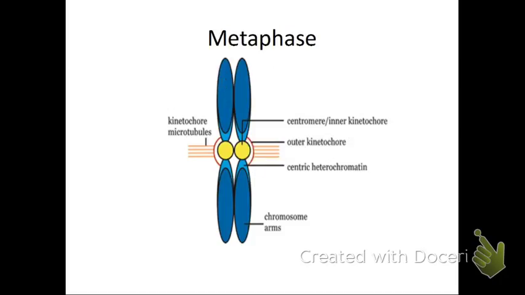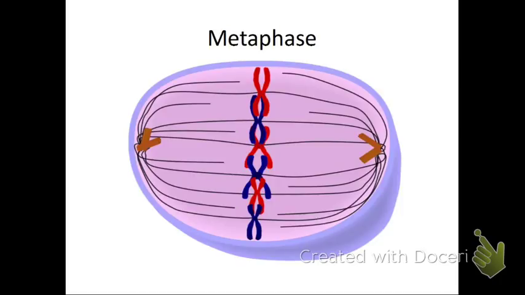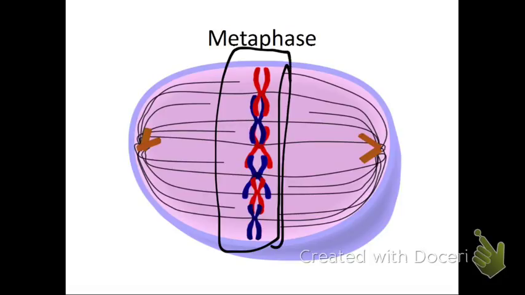So the microtubules bind to the kinetochore, and there are these proteins called motor proteins which help the chromosomes move into a line, as you can see here, into a line in the center of the cell. And as you can see, each sister chromatid is on each side of the cell and is linked to a microtubule.